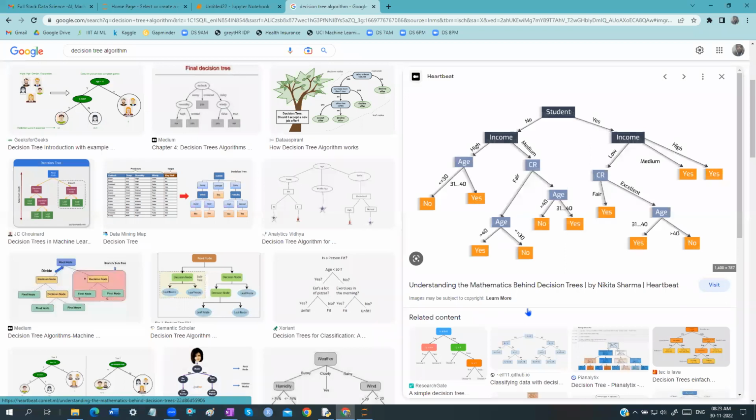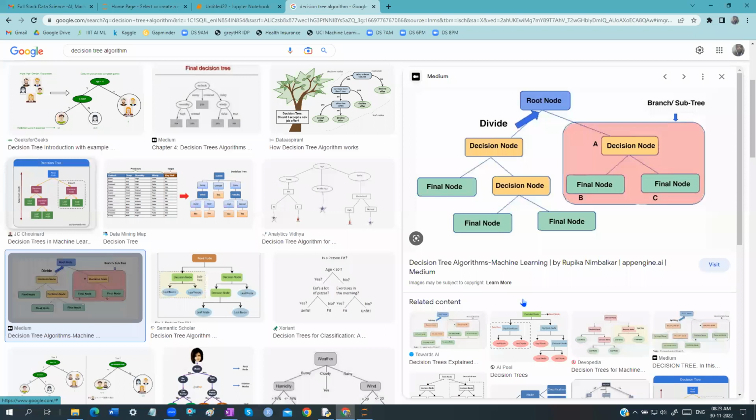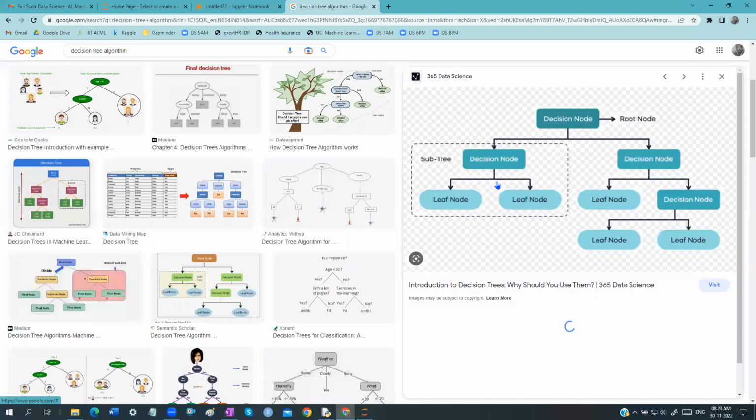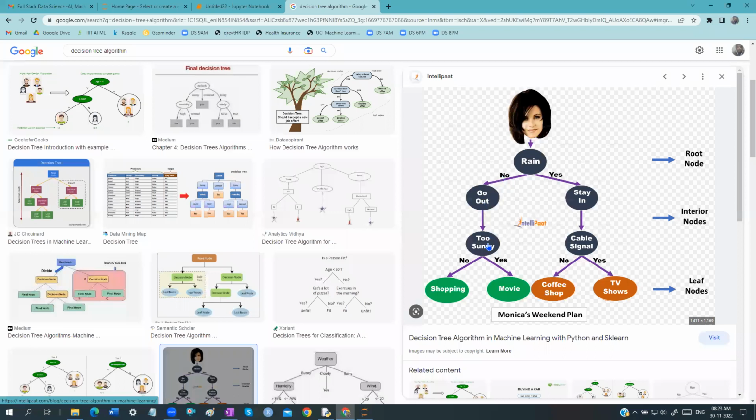This is what we are going to call a decision tree algorithm, a kind of decision tree. So, whether it will rain or not. If it is not raining, go out. If it is raining, stay in. If you go out, is it too sunny? No, then go shopping. If it is too sunny, yes, then go to a movie. If raining is yes, then stay in.